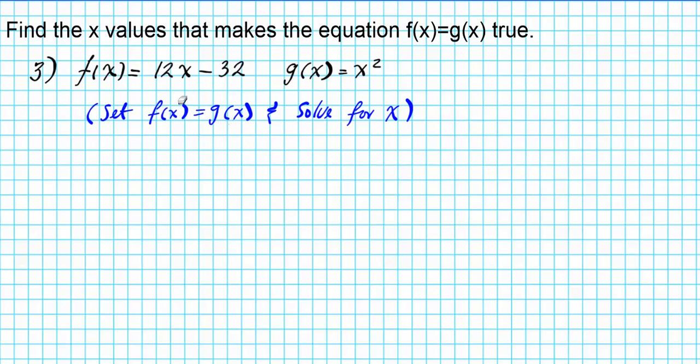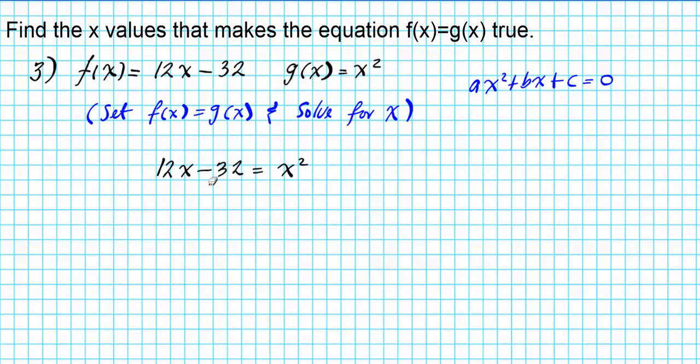Okay, so let's set the two functions equal to each other. So we have 12x minus 32 equals x squared. Now, this is a quadratic equation, and when you're solving quadratic equations, depending on the method you're using, I want to use factorization here. You want to make sure that the quadratic is in standard form, basically in the form ax squared plus bx plus c equals 0.